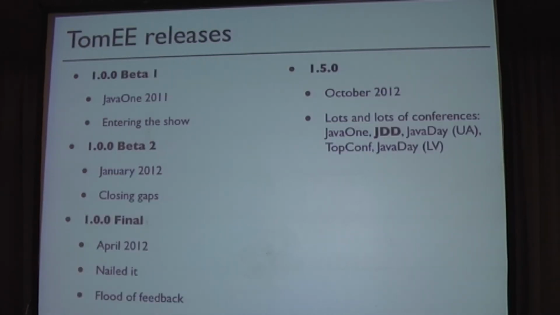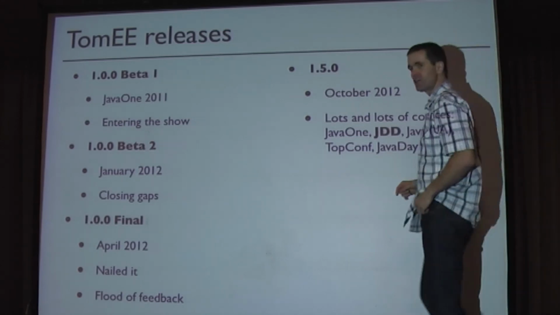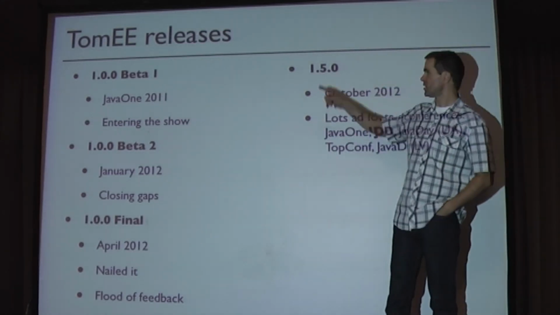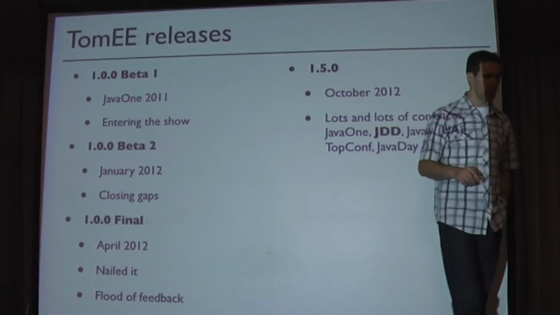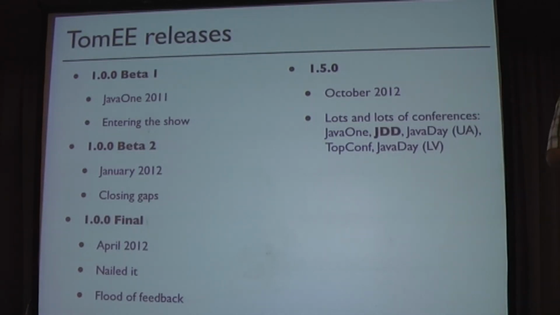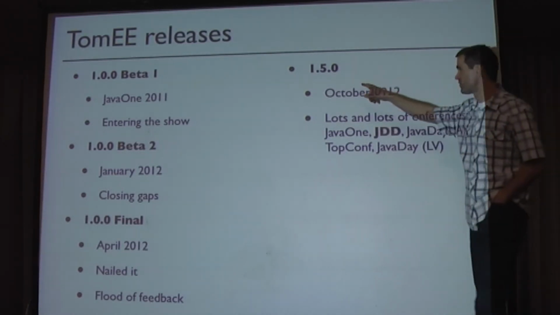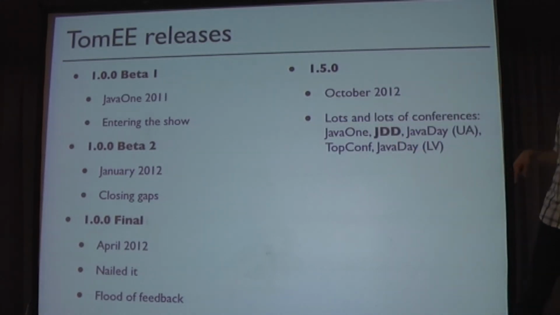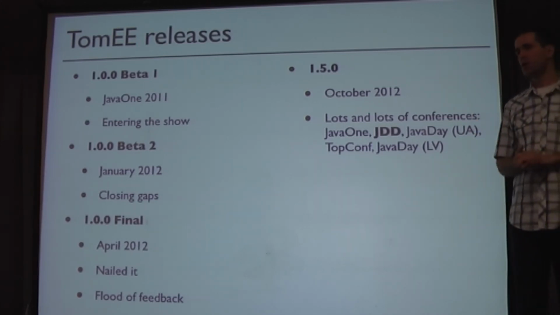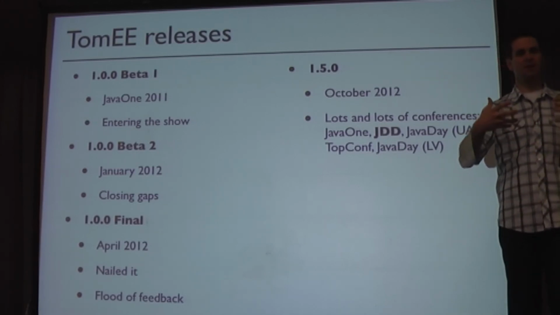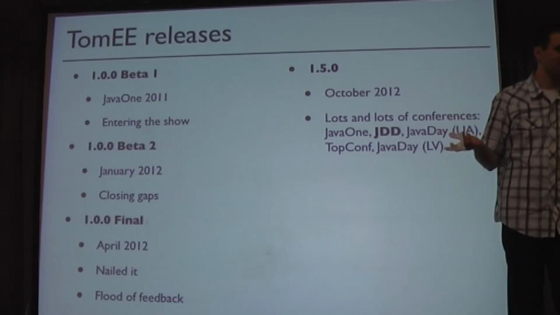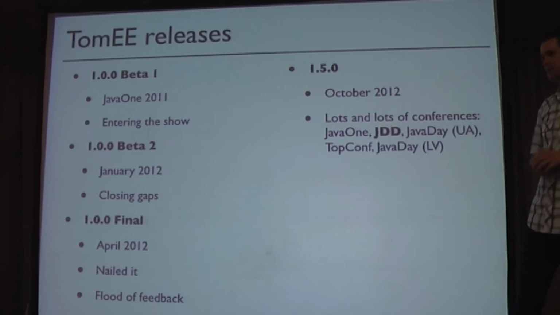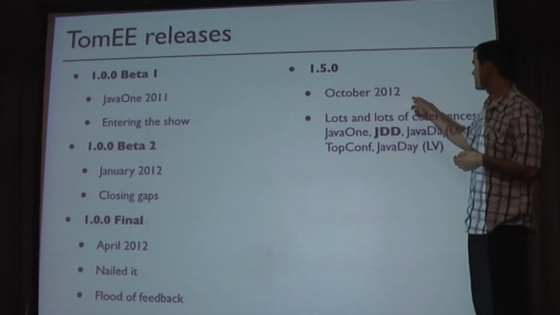Okay, TomEE releases. We've got 4 major releases of Apache TomEE, and the last one, the one I'm going to use, is 1.5.0, released this month. So it's pretty fresh, but it's still certified, so you should be confident that it's bulletproof, because it has made the steps to pass the certification.